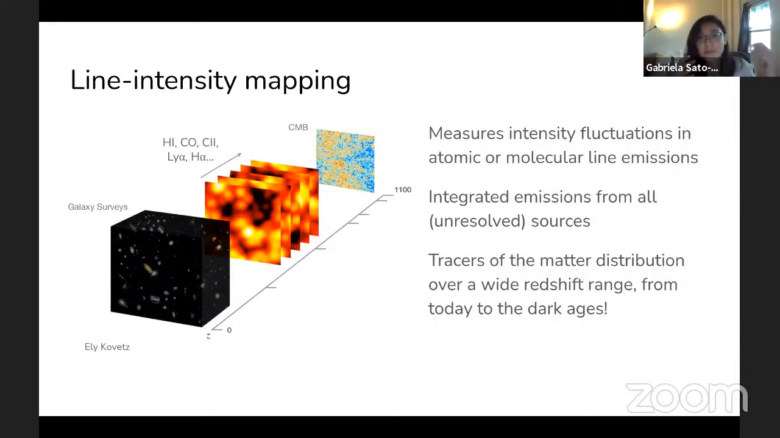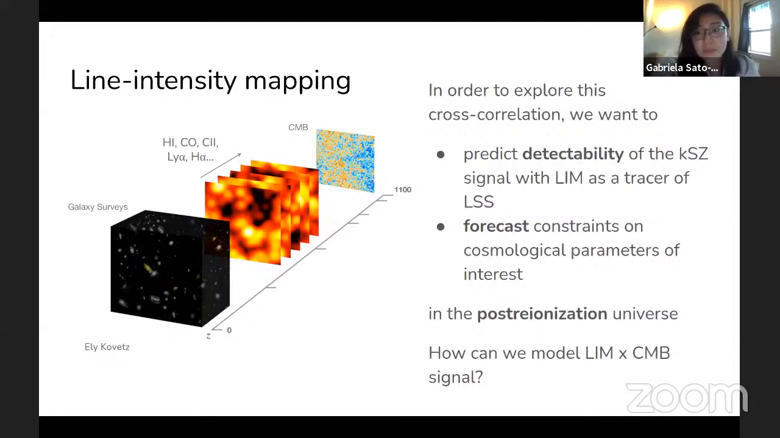So line intensity mapping measures the intensity fluctuations in atomic or molecular line emissions. And it captures the integrated emission from all sources, whether they can be individually resolved or not. And so they have the potential to trace the matter distribution over a very wide redshift range, potentially from today up to the dark ages. And so typically what we wanted to do in this project was to fold in line intensity mapping into this picture of CMB across large scale structure.